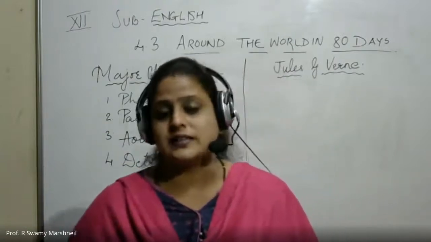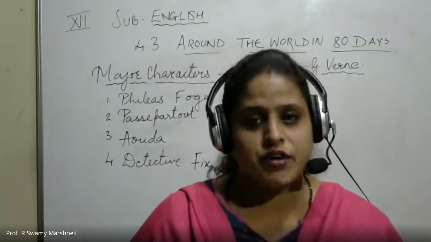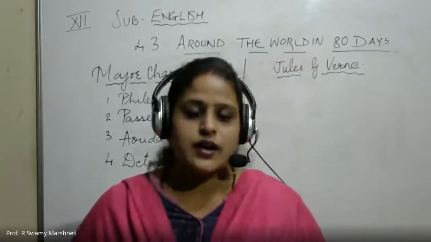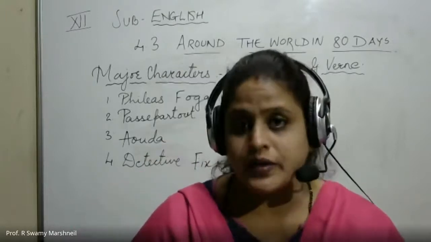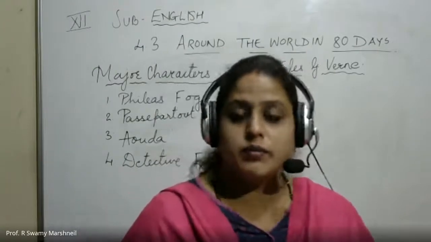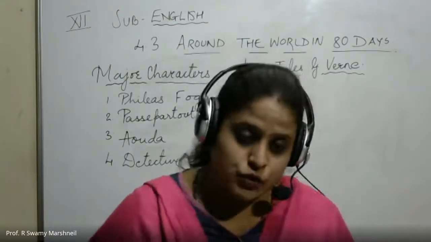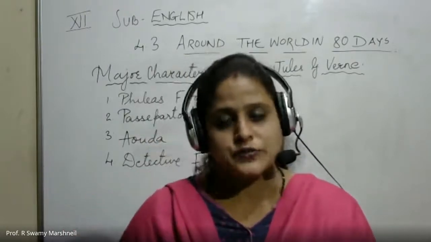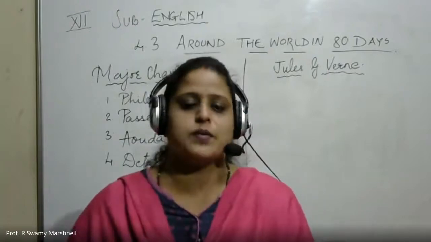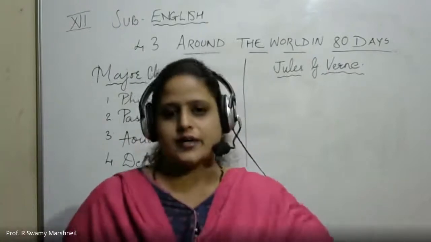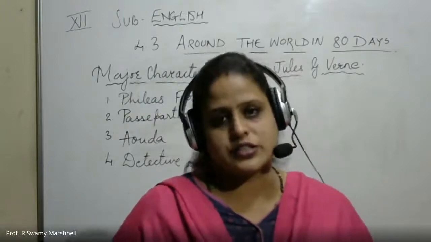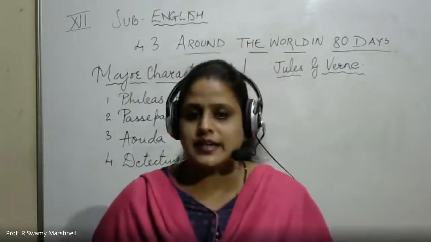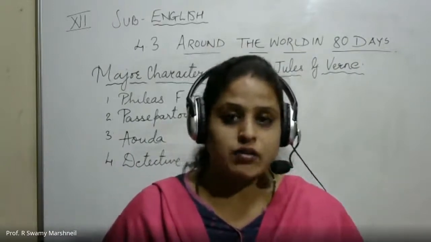Now, I have already given you the theme of the play. The theme starts with the discussion at the Reform Club, and then Fogg, Passepartout, and Oda. Oda is a young girl whom they meet when they are in India. In India they come to a place called Mumbai, and then they move on to Kolkata because they have to continue the journey to the other parts of the world. So Phileas Fogg rescues Oda from a problem in India, and he carries her along with him to complete his journey. So Oda is the only female character of the novel.